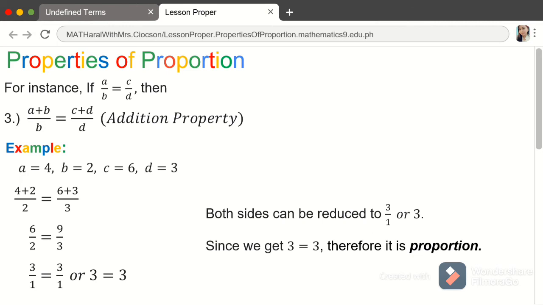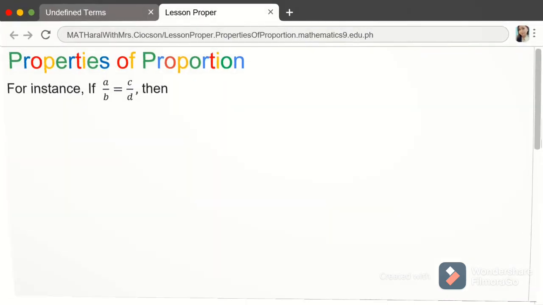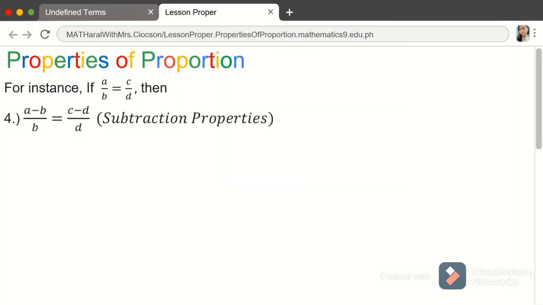Lastly, (A minus B) all over B is equal to (C minus D) all over D by the subtraction property.